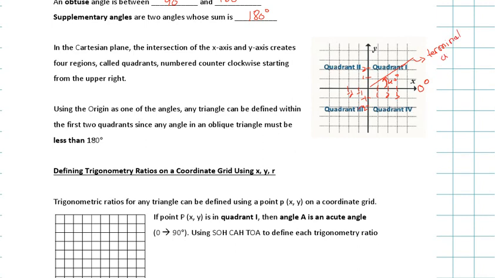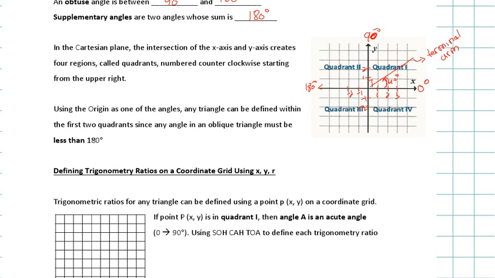So we always measure from the x-axis. So what would be the angle right here? None, because that's a right angle. Any angle in this quadrant is going to be greater than 90. What would be the angle right here? 180, because it makes a straight line, that means it's 180.